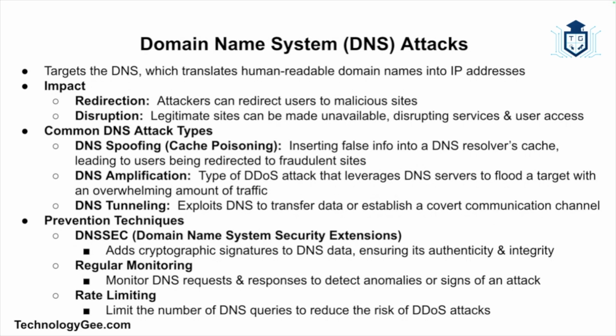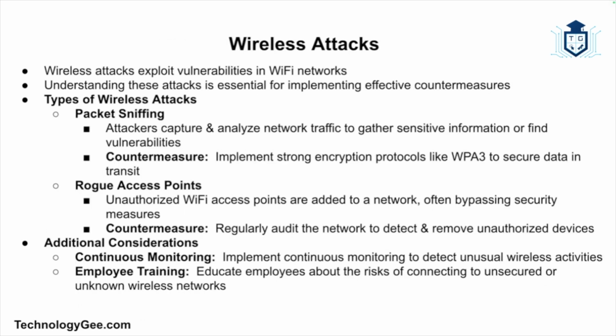Next, we have what is called a DNS attack. A DNS attack targets the system that translates human-readable domain names into IP addresses. By disrupting this service, an attacker can redirect users to malicious sites or make legitimate sites unavailable. Techniques to prevent DNS attacks include implementing DNSSEC, or domain name system security extensions, and regularly monitoring DNS requests and responses.